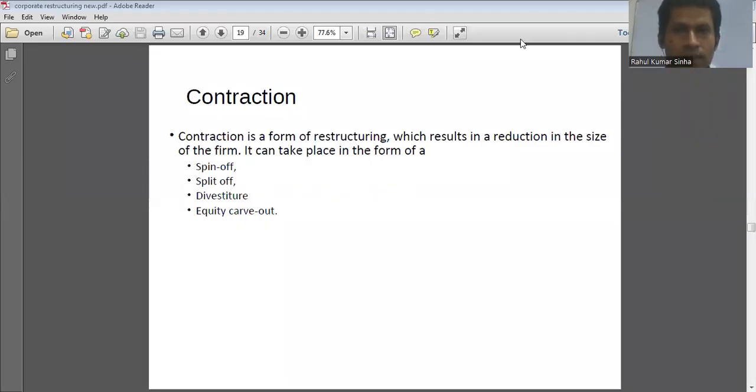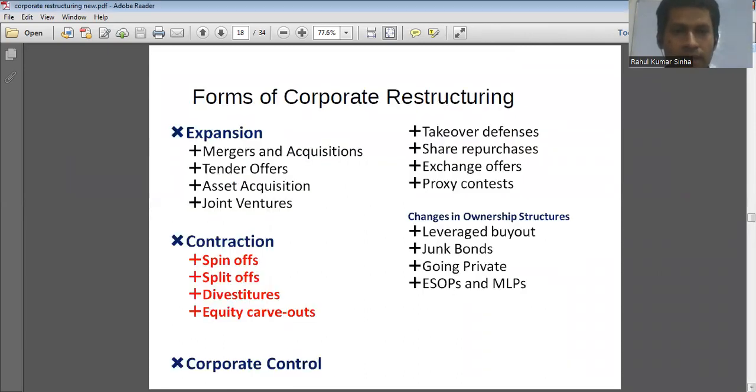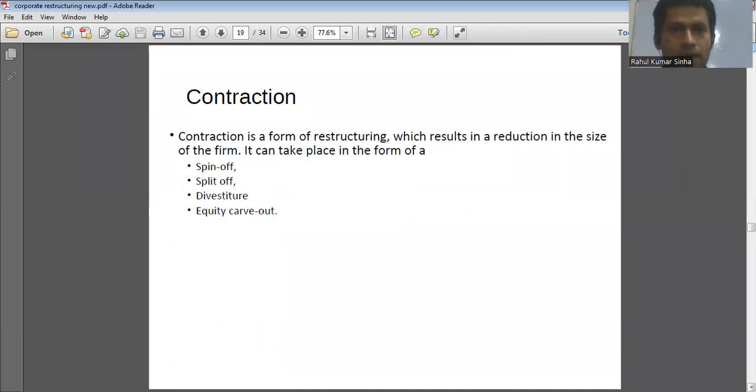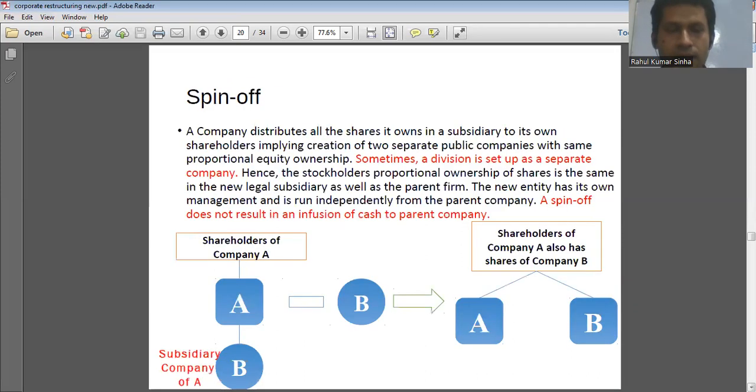So now you see, in the last video we discussed contract expansion. In this video, I will discuss the methods of contraction. This is also one of the ways of bringing corporate restructuring or change in the corporate structure. Contraction results in a reduction in the size of the firm, and it can take place by spin-off, split-off, divestiture, equity carve-out. Let us see the methods of contraction one by one.